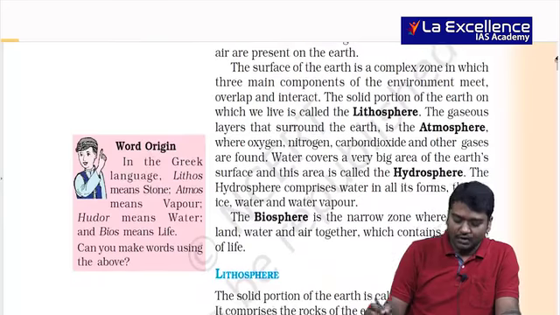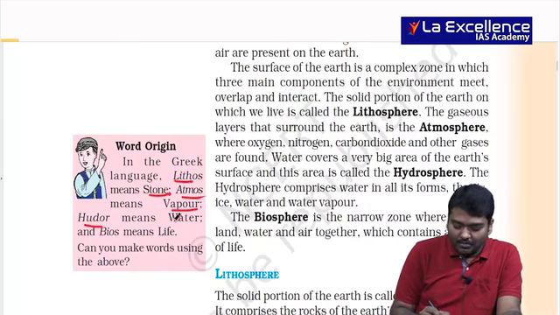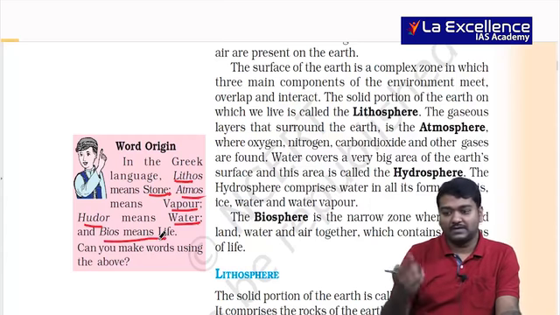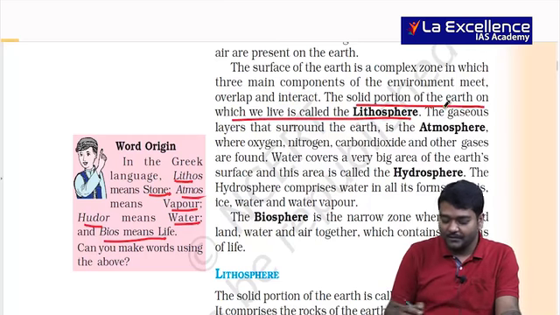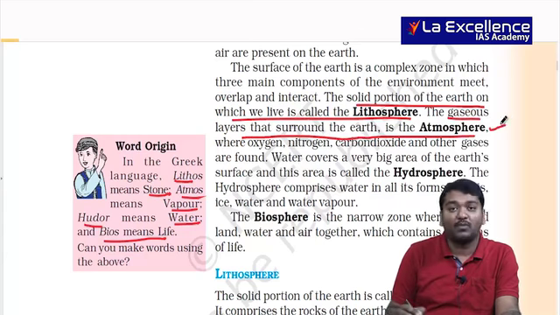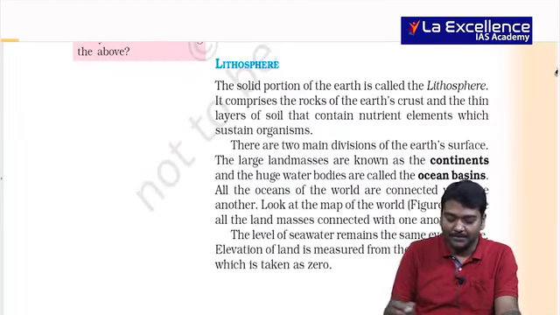So here you should be aware that lithos means stone, atmos means vapor, hudor means water, bios means life. Sphere is the place that you are actually looking at. The solid portion of the earth on which we live is called the lithosphere. Gas, which is surrounding in layers, is called the atmosphere. Water, which is covering, is called the hydrosphere. And biosphere is where life is present. We have already seen this completely in the basics.